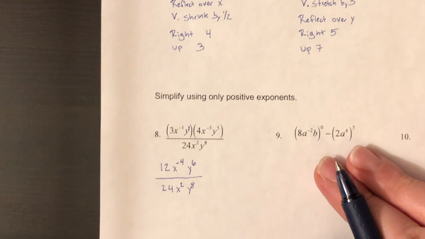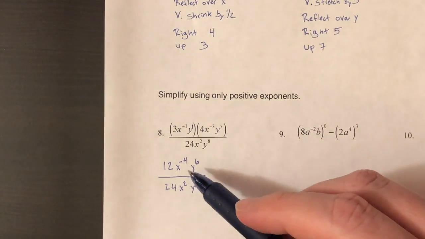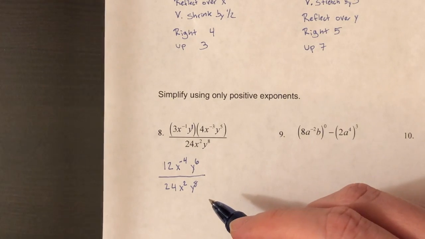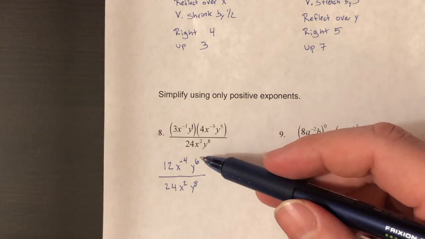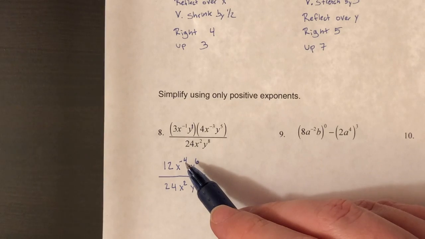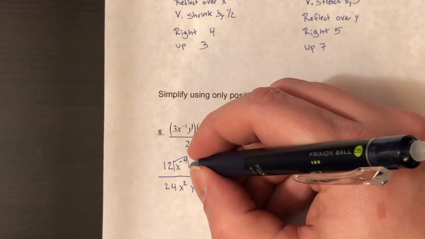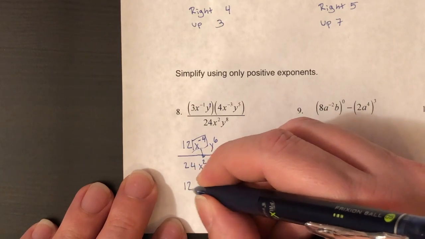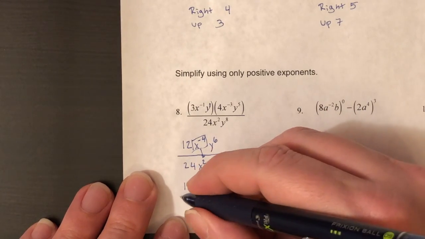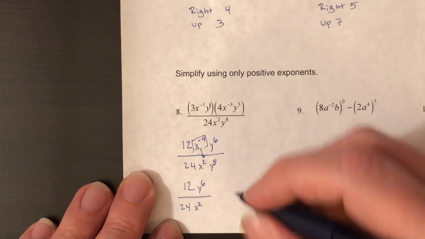Now the next thing we need to deal with are the negative exponents. A negative exponent says whatever that exponent is on, it needs to change locations. Whether it's on top and negative, it needs to move to the bottom. If it's on bottom and negative, it needs to move to the top. So this x to the power of negative 4 needs to move to the bottom. When I do that, it is only the x part that's going to go down to the bottom. So now it is 12 y to the power of 6 over 24 x squared.